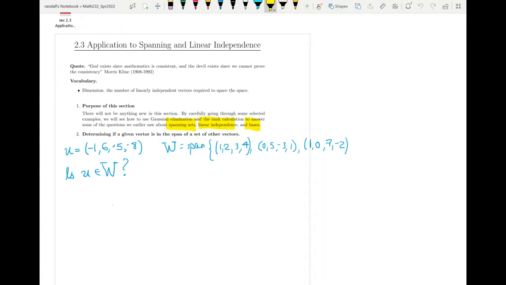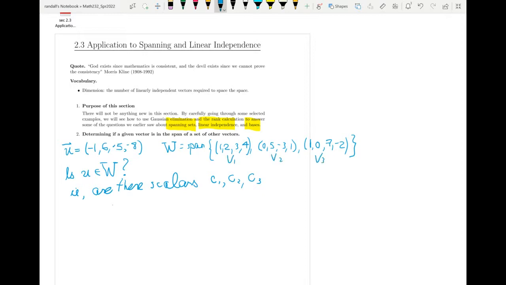The first example is this question about whether a vector is in the span of another set of vectors. For example, here's an example in R4. We have this vector u on the left here, and we wonder whether it's in the span of these three vectors. Okay, three vectors in R4. So what does it mean to be in the span? I.e., are there scalars, one for each vector in that set? There are three vectors in that set. Let's call them v1, v2, v3.